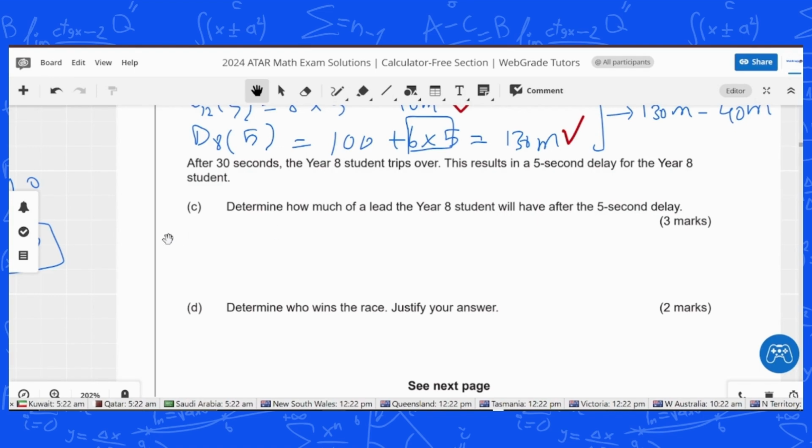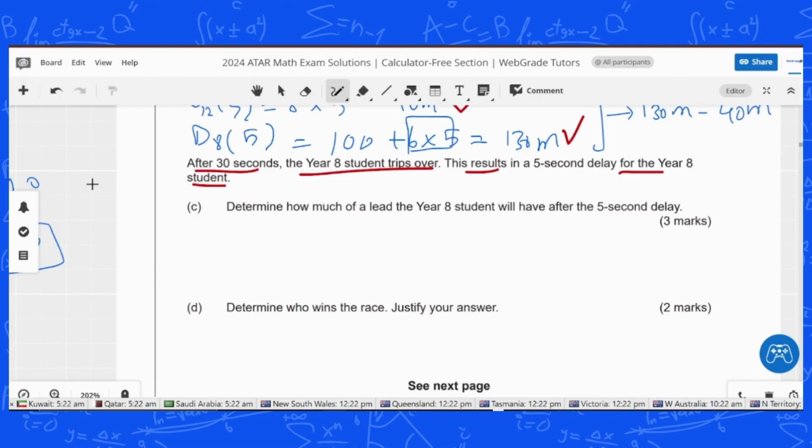Now let's talk about part C. Before that, you just need to understand that after 30 seconds, the year 8 student trips over. The result is a 5 second delay for the year 8 student. That means the year 8 student trips after 30 seconds and has a 5 second delay. What's happening in this situation? We are being told that after 30 seconds, the year 8 student trips and stops running for 5 seconds.